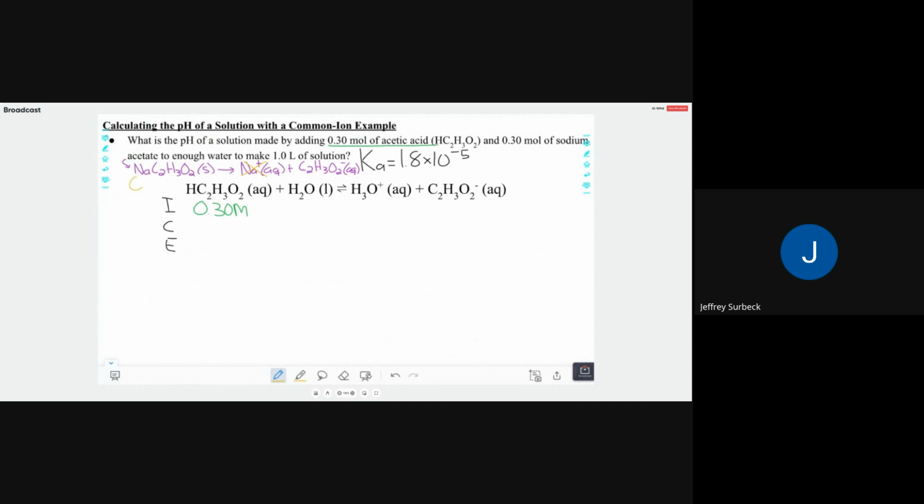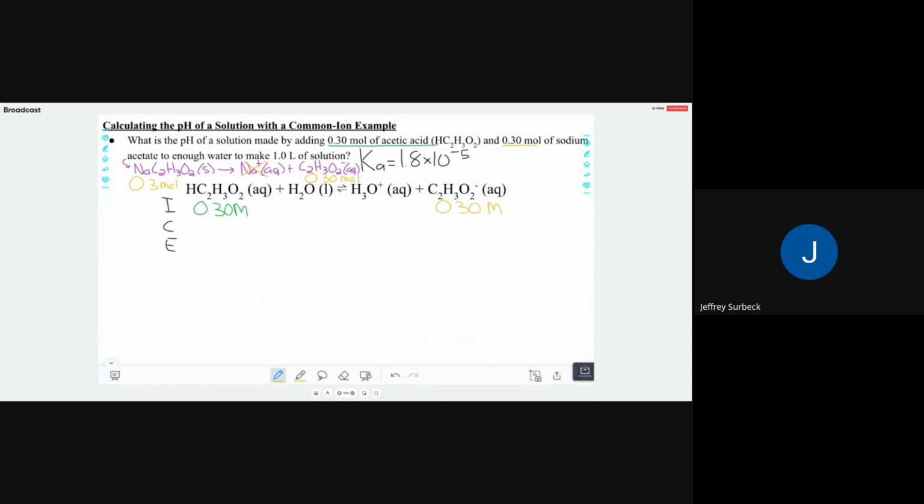But what we can think about is this. If we have 0.3 moles of this compound, we could do one-to-one stoichiometry. That means if we have 0.3 moles of sodium acetate, our real important factor here, the acetate ion, means we have 0.3 moles of this stuff. Now we take 0.3 and divide it by 1, and our initial amount here is going to be 0.30 molar.